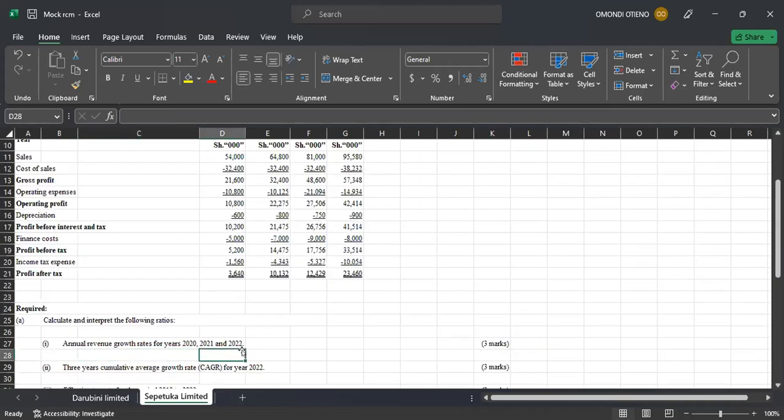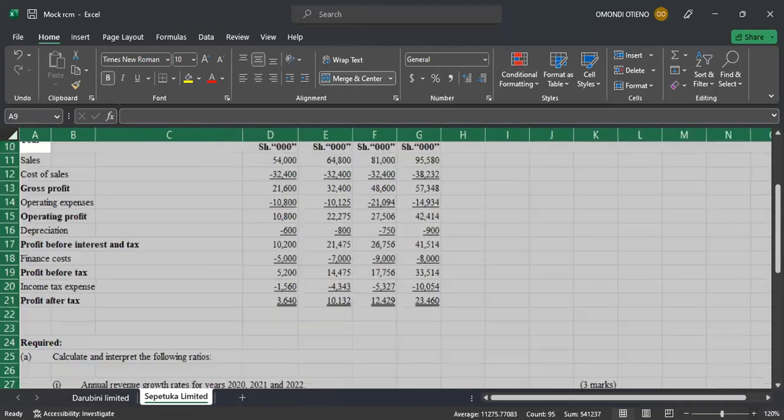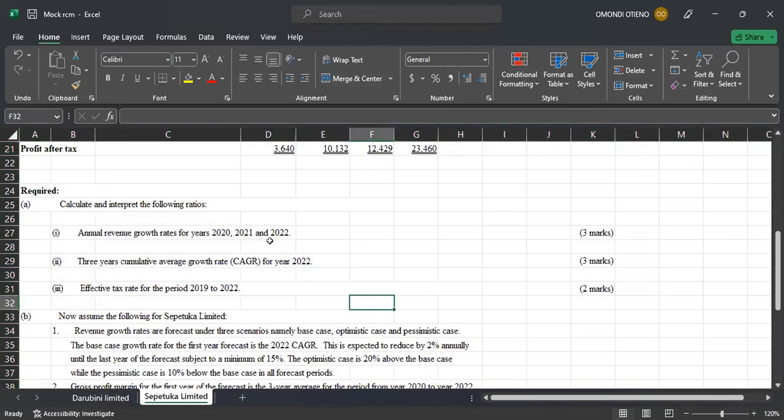How come your screen is too tiny? Are you able to zoom it out a bit? Yeah, much better. Thank you. Great.